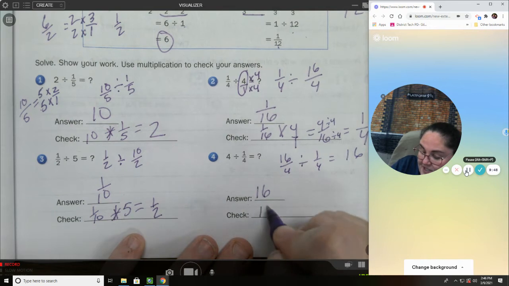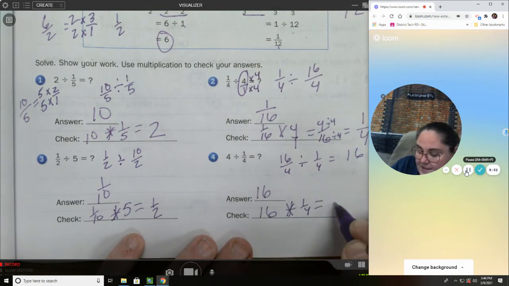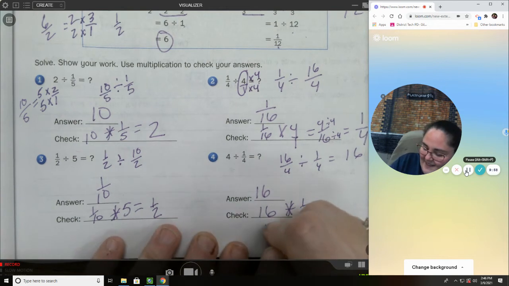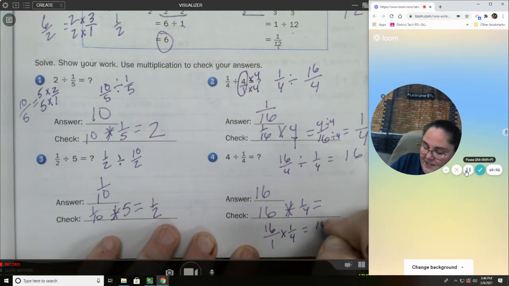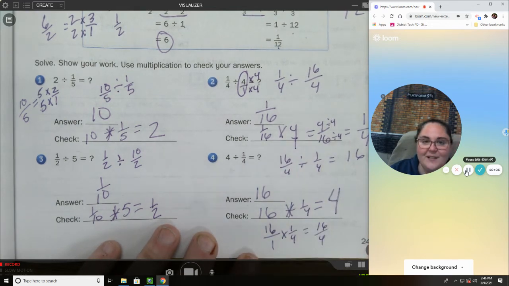To check, I'm going to do 16 times 1/4 equals what? What is 16 times 1/4? 16 over 1 times 1 over 4 equals 16 over 4. 16 divided by 4 is 4. You are correct.